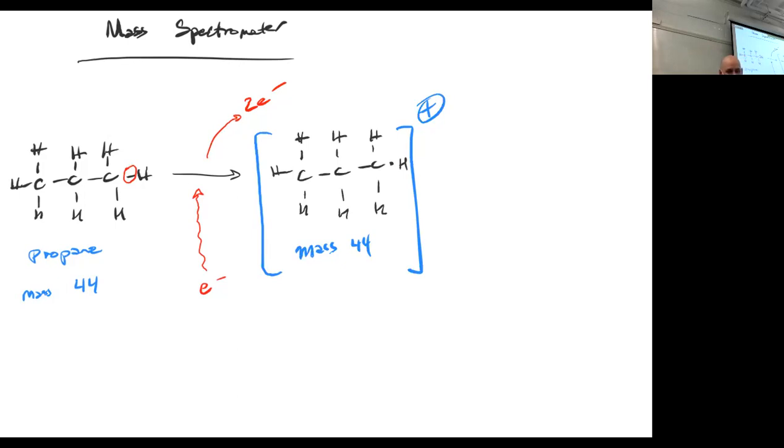So what we would get is a molecule that is an ion. So we're going to start referring to this now and going forward as our molecular ion.